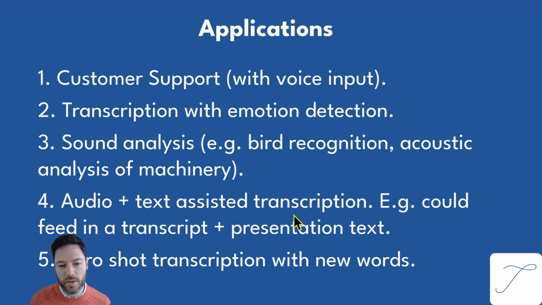Audio plus text assisted transcription. So we can feed in a transcript as well as, say, the text that's in a PowerPoint presentation. So if there's a speaker presenting like I am now, we can provide both pieces of information, and that's going to probably give a better transcript because it's giving a more complete context. And last of all, you can do things like zero-shot transcription. If there's a new word I'm using now that the model's unfamiliar with, I can just provide a list of new words in the text that would be in parallel to the audio I want to transcribe. So in that way, you can achieve zero-shot type behaviors.